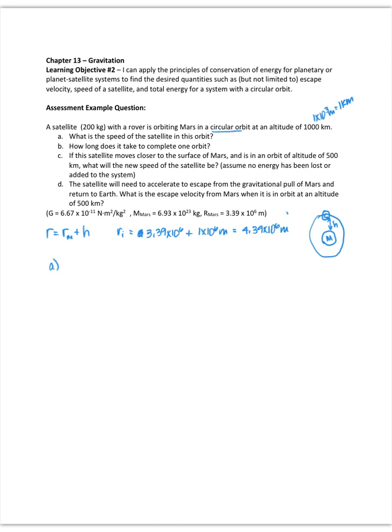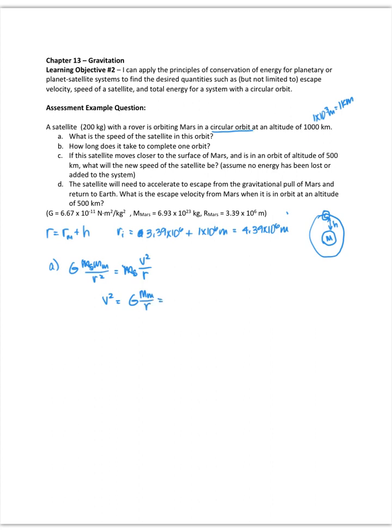Because we're told it's a circular orbit, I'm just going to use this relationship, which I find is going to be a lot easier to work with. The satellite being in a circular orbit is going to be experiencing centripetal acceleration, and that acceleration is due to the force of gravity between Mars and the satellite. This is going to give me an expression for v squared pretty quickly. So I'll write it as big G, the mass of Mars, over the radius.